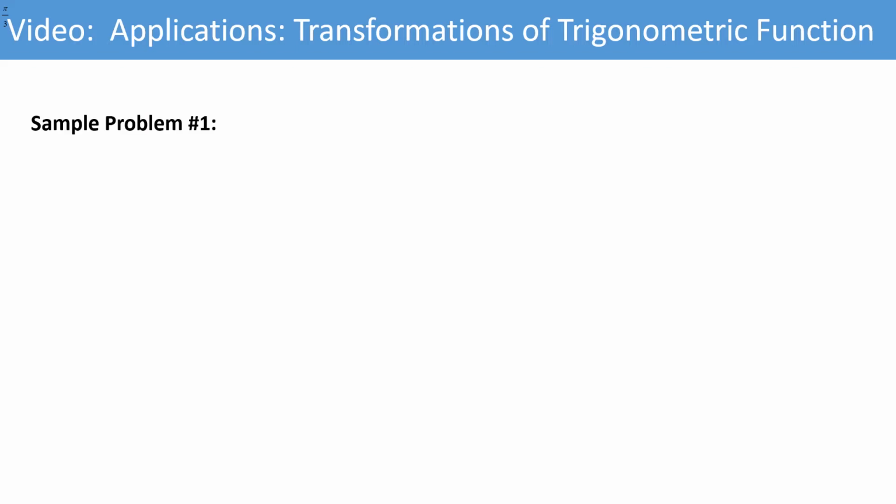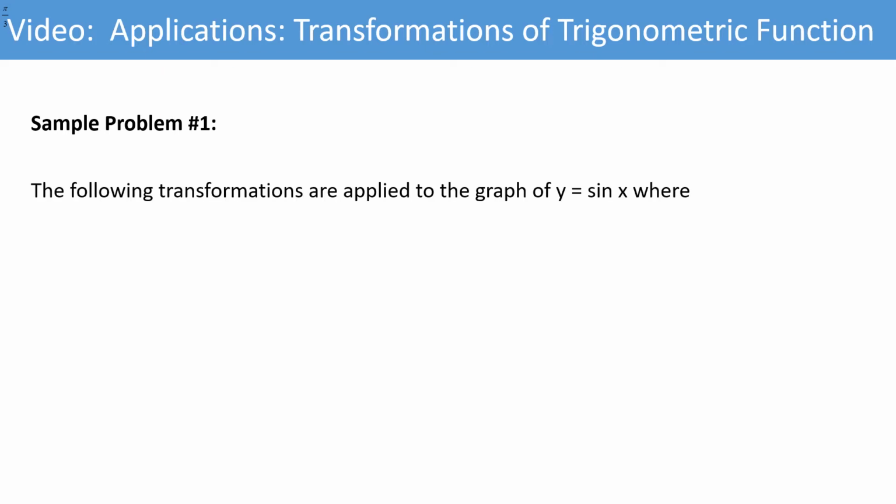Here is a sample problem that we're going to work through now. The following transformations are applied to the graph of y = sin x, where 0 ≤ x ≤ 2π. This information sets the domain for the function. We have to have the graph between 0 and 2π.